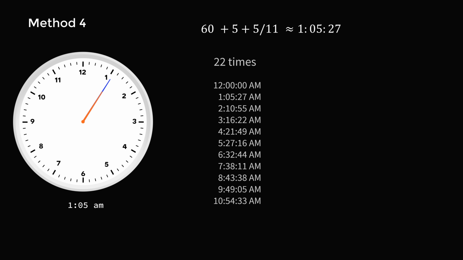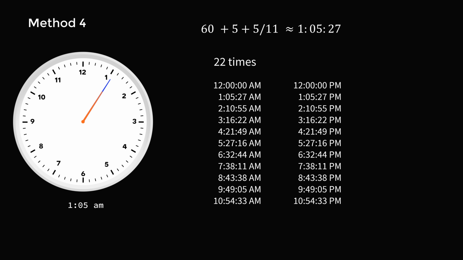And just as before, starting at 12 midnight, we can keep adding this to find all of the 22 times that the hour and minute hands overlap. And that's the answer to this amazing riddle. I don't know about you, but I'm feeling 22.